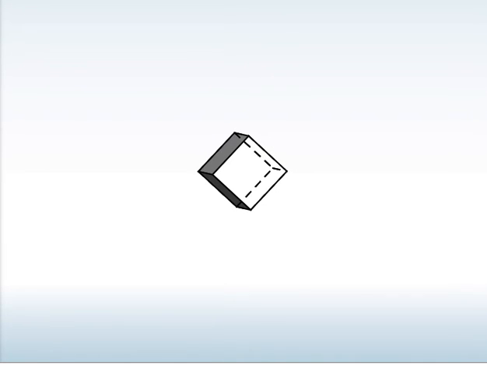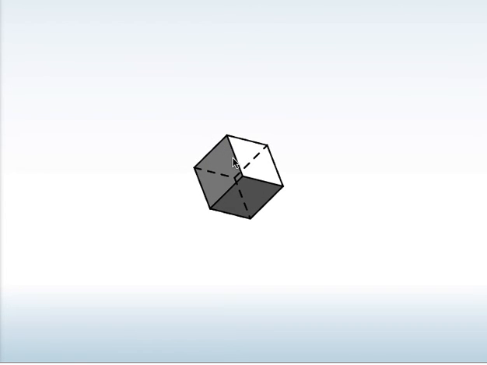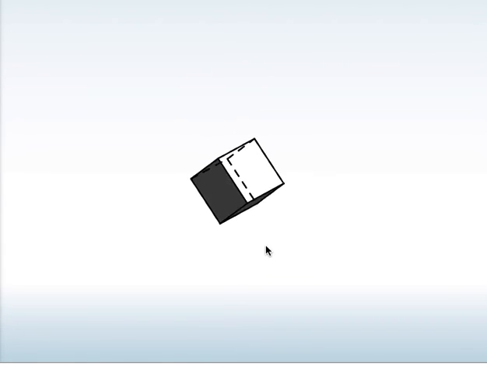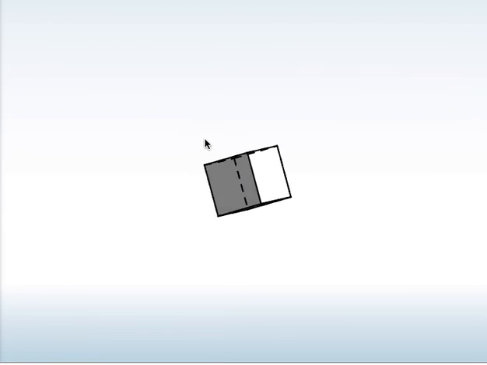So in your work this week, you are going to be identifying shapes based on their nets.